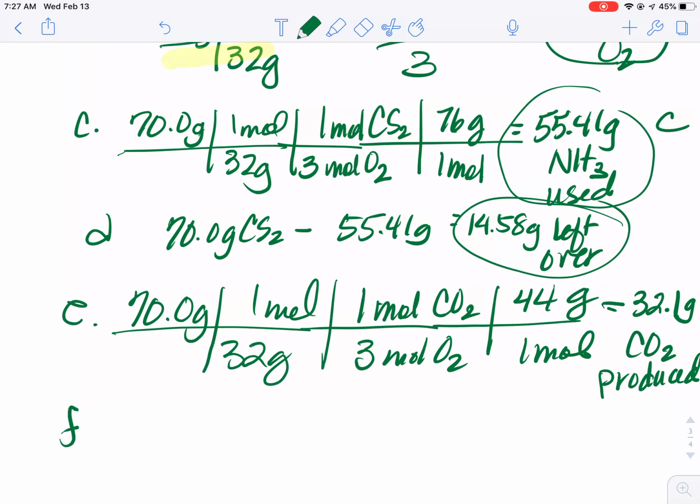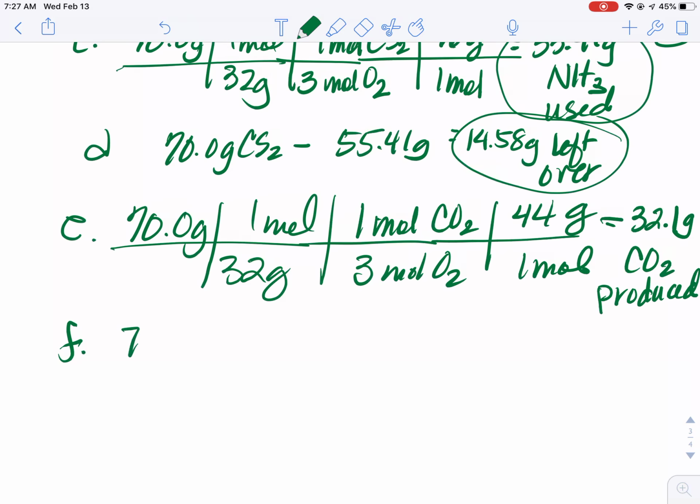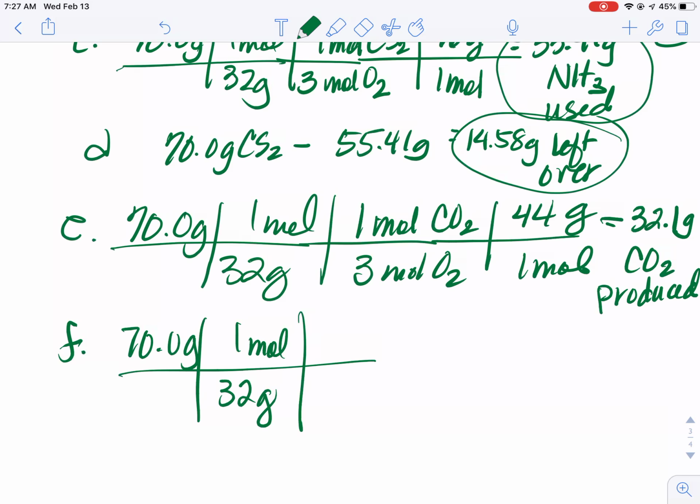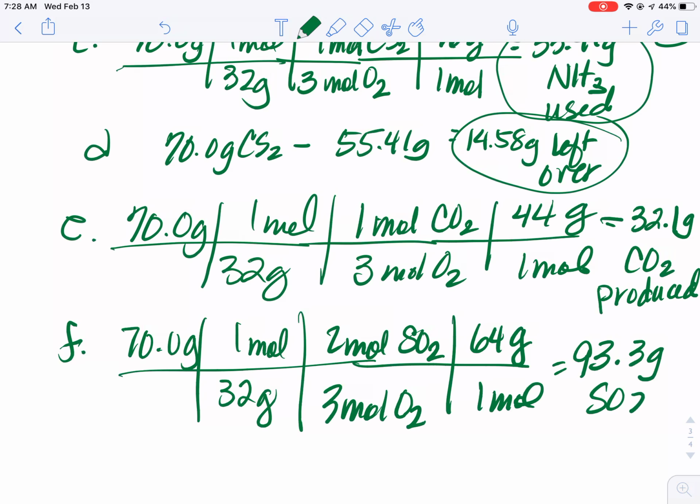For F, it asks us to do sulfur dioxide. 70 grams divided by 32 grams in 1 mole. Our ratio is 3 moles O2 to 2 moles of SO2. Sulfur dioxide has a molar mass of 64 grams in 1 mole. That gives .3 grams of SO2 produced.